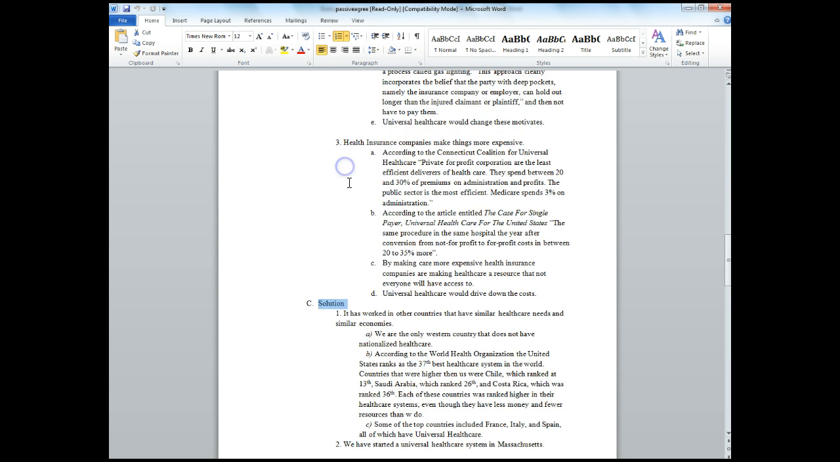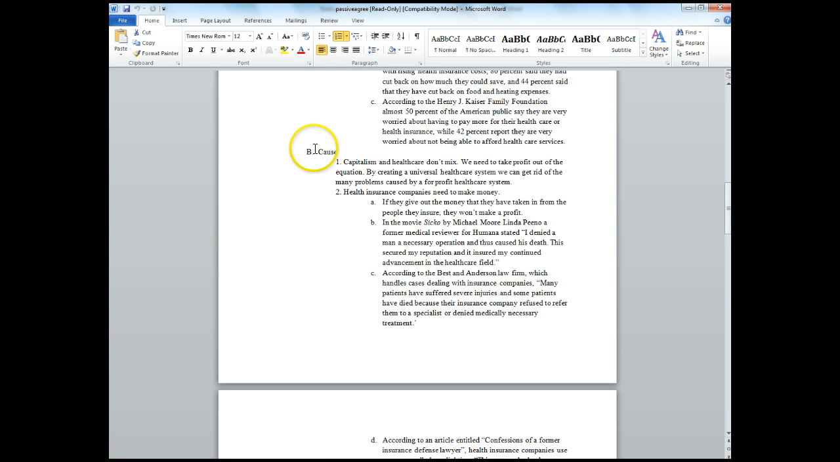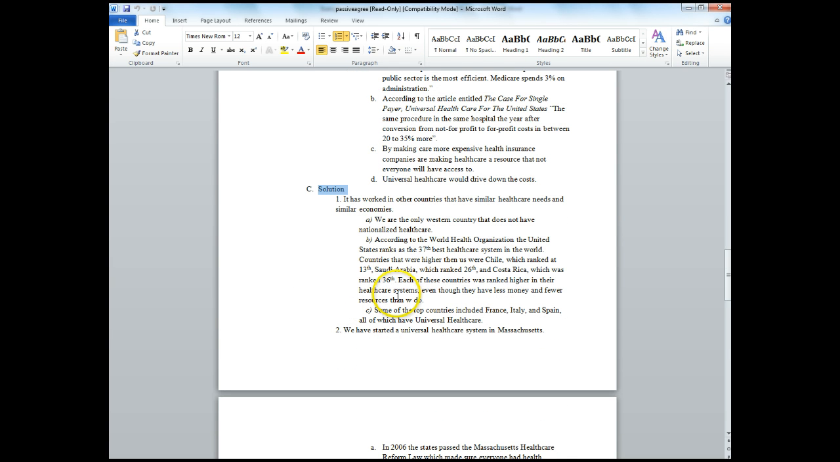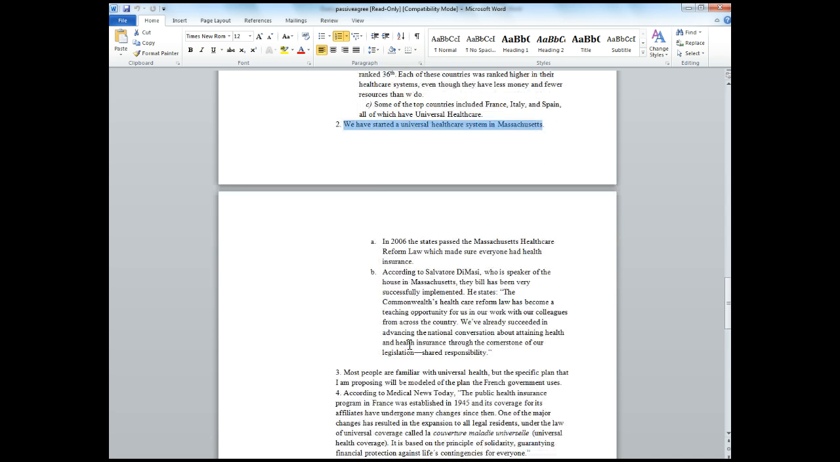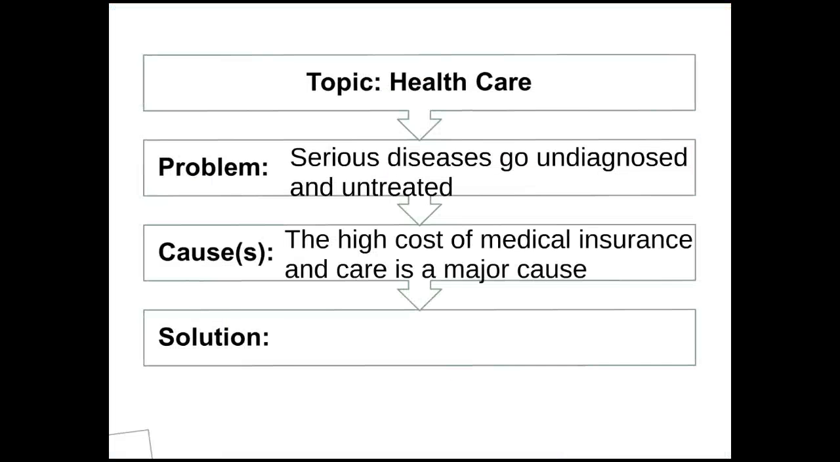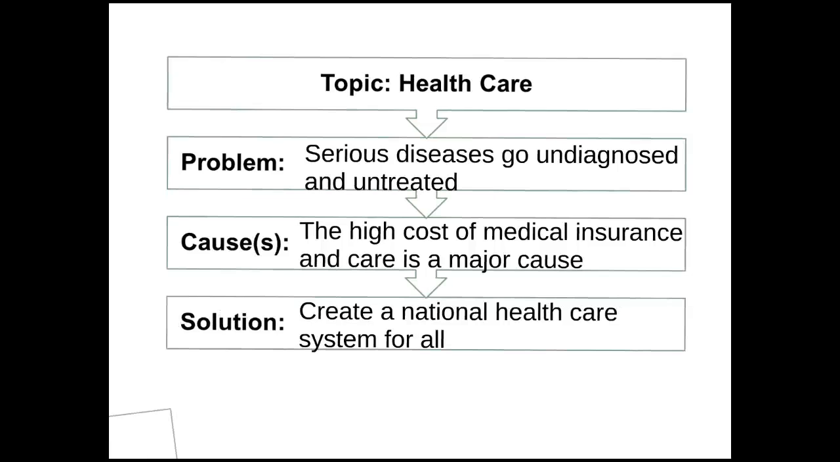And then the solution. So remember, each of those is breaking down. Problem is one point, cause is your second point, and solution is your third point. So here, like I said, you have to say what you're going to do and prove that it works. So first, they start by saying it's worked in other countries. They give evidence. They give another example of the fact that it's worked in Massachusetts, and then sort of explain what the plan is. Okay, so again, like I said, I just showed you an example of this in the outline. That was a very brief overview. You'll get an actual video that'll show how to do this.